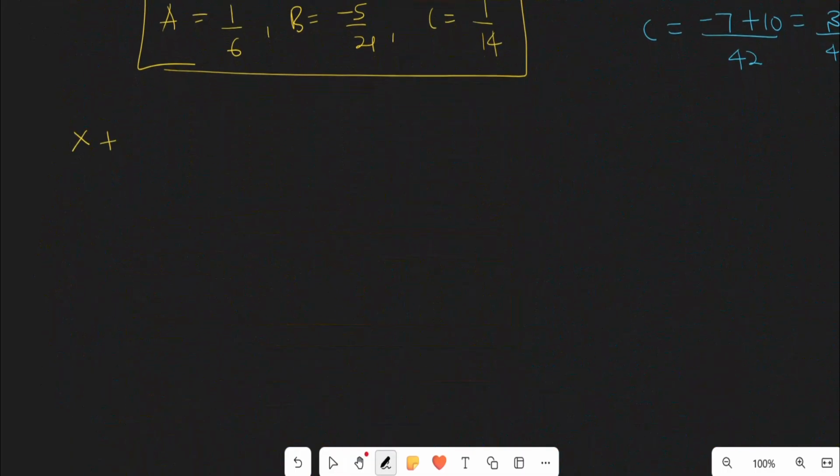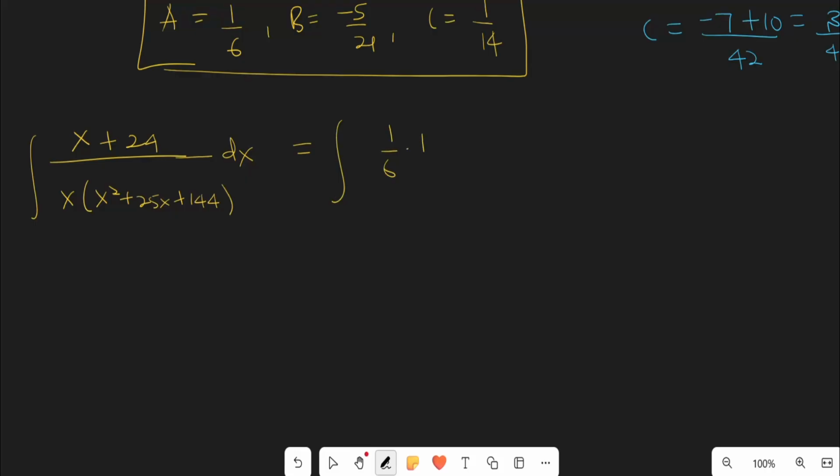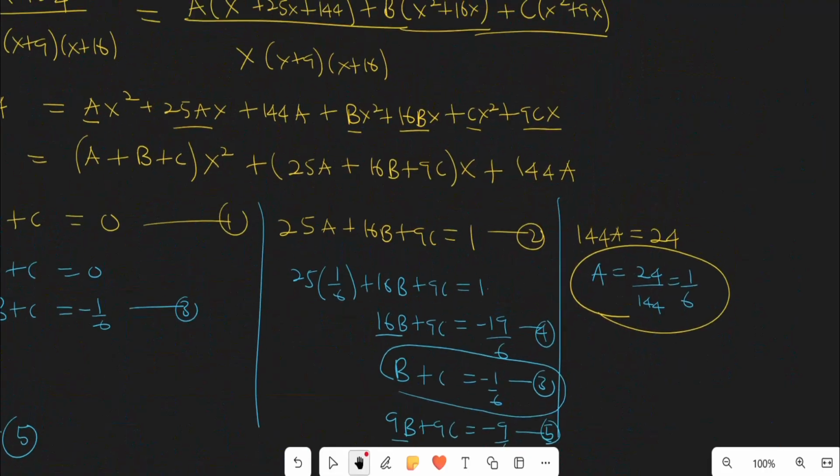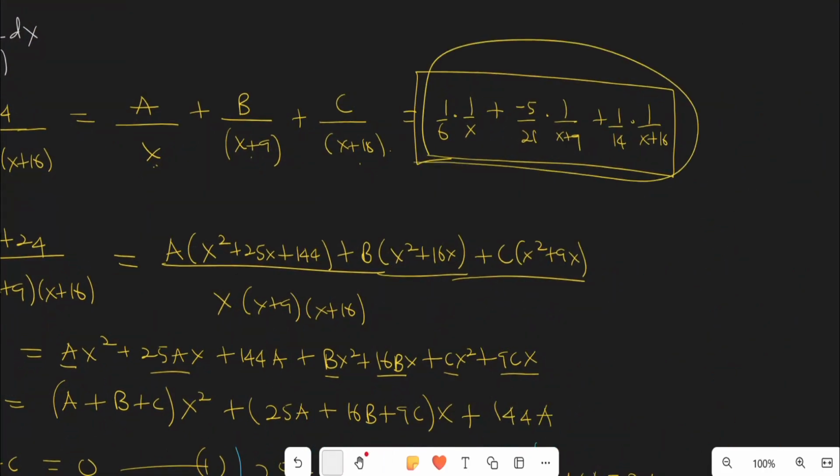So the integral of x plus 24 divided by x times x squared plus 25x plus 144 dx is the same as a over x, so that's the same as the integral of 1 over 6 times 1 over x plus b, which is negative 5 over 21 times 1 over x plus 9, plus c, which is 1 over 14 times 1 over x plus 16, all this dx. That is from our partial fractions.